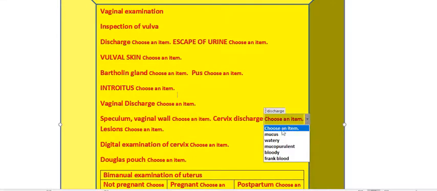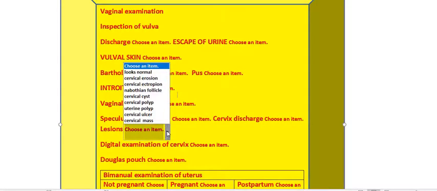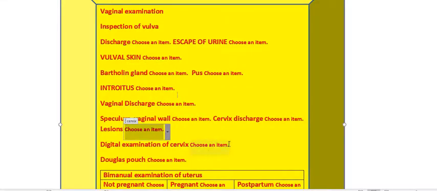The cervical discharge is mucus, or watery, or mucopurulent, or bloody, or frank blood. We look for any lesion of the cervix: looks normal, or cervical erosion, or cervical ectropion, or Nabothian follicles, or cervical cyst, or cervical polyp, or uterine polyp, or cervical ulcer, or cervical mass.